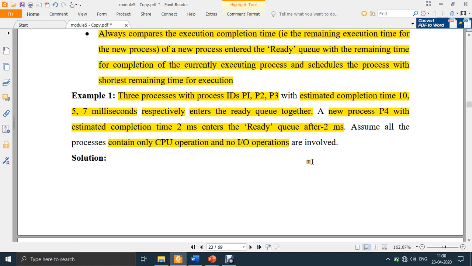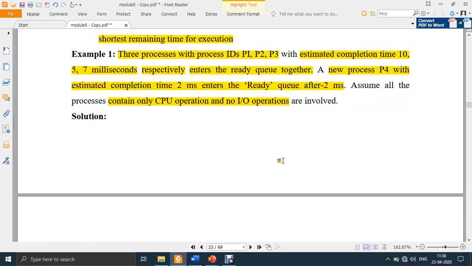Assume all processes contain only CPU operation and no IO operation. This is a very important assumption. All these processes P1, P2, P3 and P4 require only the CPU to complete their operation, but no IO operation. That is, they are not waiting for any inputs from another device or a key press. Whenever there is no IO operation, remember there will be no blocked state.